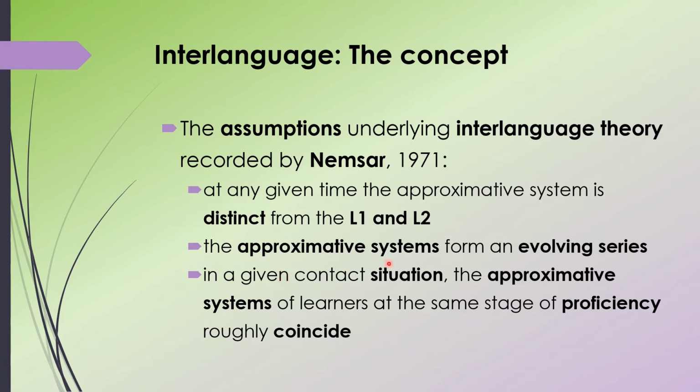The approximative systems form an evolving series. Yes, this system forms an evolving series. That means your knowledge of that language, of the target language, will evolve, will be changed. In a given context or situation, the approximative systems of learners at the same stage of proficiency roughly coincide.